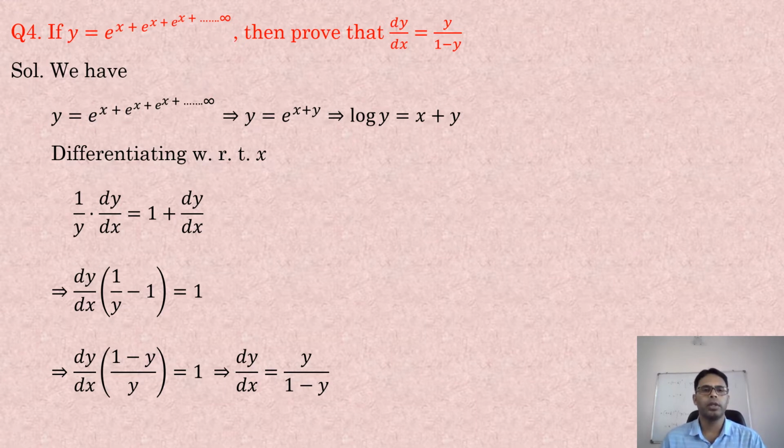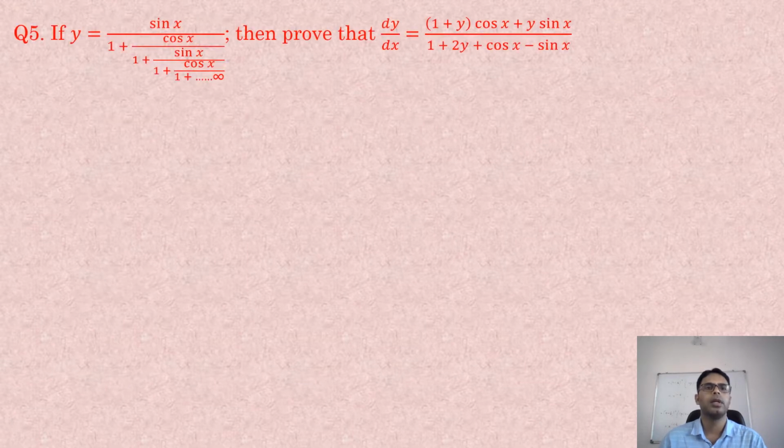So let me take the next question, number 5. If y is equal to sin x divided by 1 plus cos x divided by 1 plus sin x divided by 1 plus, and so on up to infinity, you see very carefully here from where the series is repeating. The series y is equal to sin x by 1 plus, so it is repeating from this line, sin by 1 plus. So these terms can be considered as y.